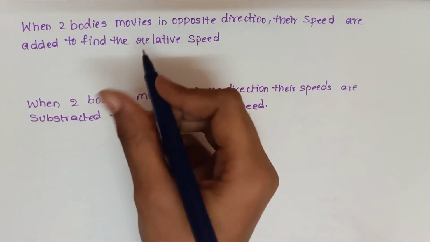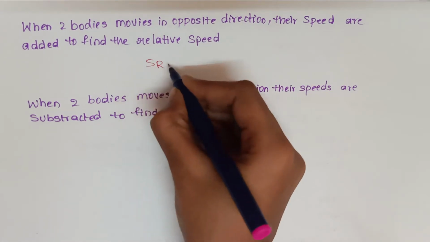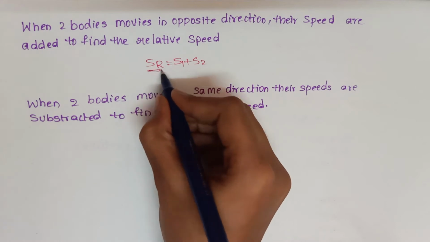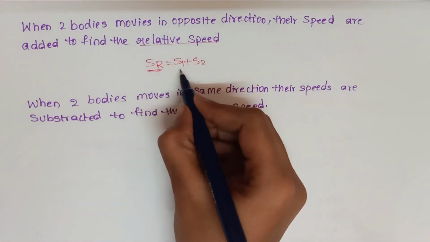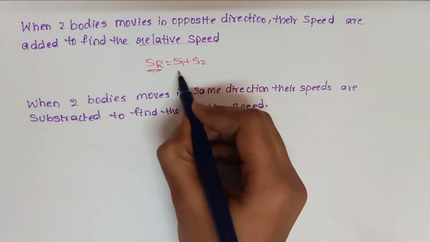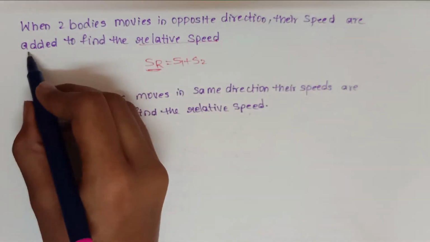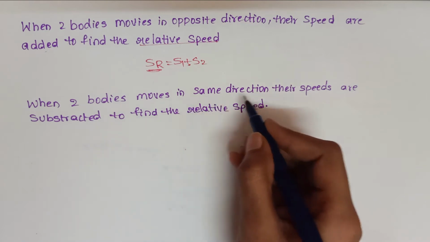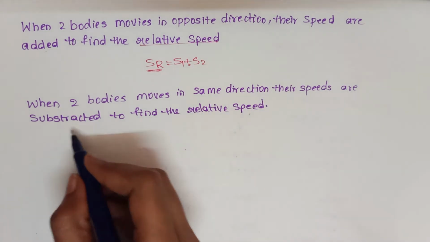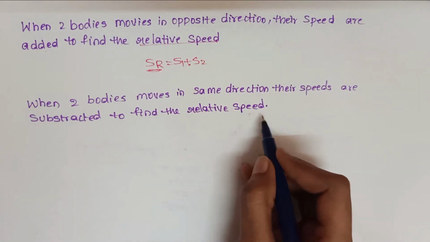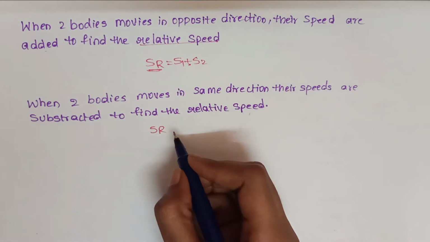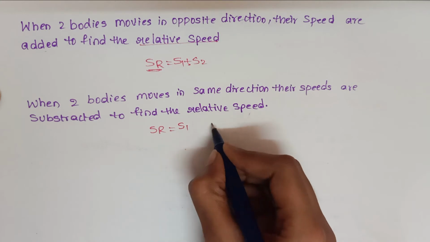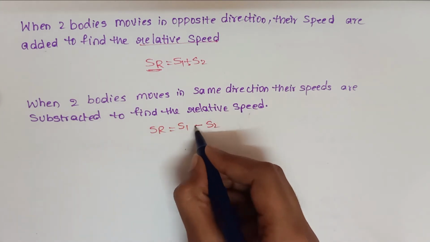When they ask in this form, we should use this formula SR is equal to S1 plus S2, because SR is relative speed, where S1 plus S2 are two bodies moving in opposite directions, so we add, so plus. So here when two bodies move in the same direction, then the speeds are subtracted. Find the relative speed. So relative speed SR is equal to S1 minus S2, so minus.